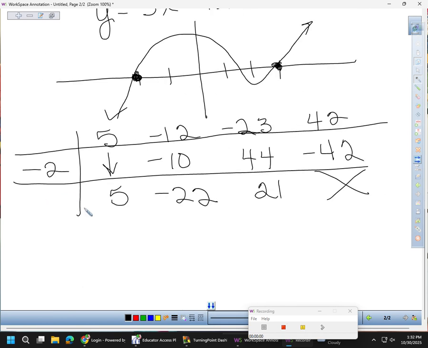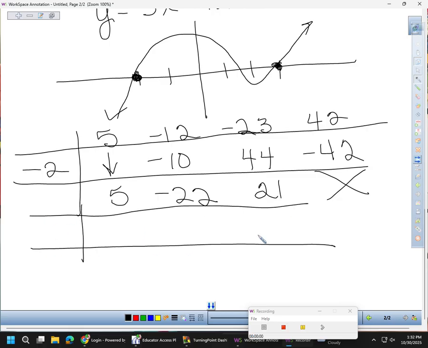What's the next 0 I want to use? Let's use the 3. Exactly. That's the one we know. We're going to bring down the 5. 3 times 5 is 15. We add it together, we get -7. 3 times -7 is -21. We add those together, and there's no remainder.